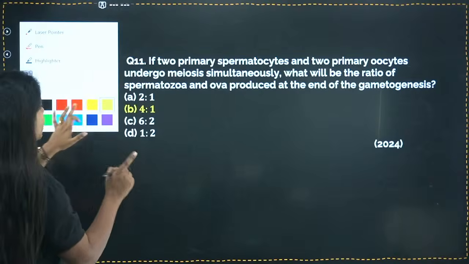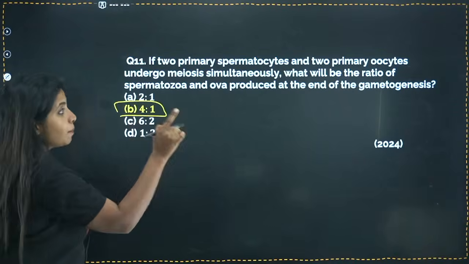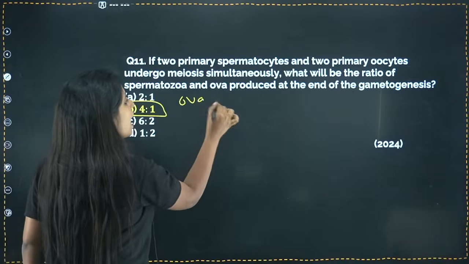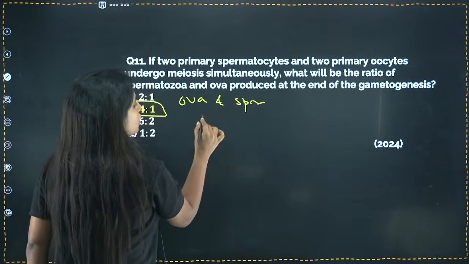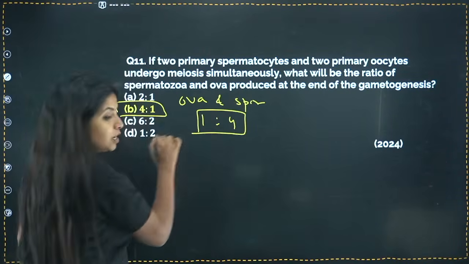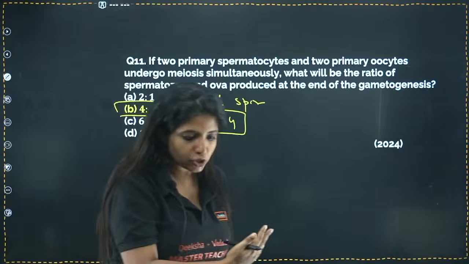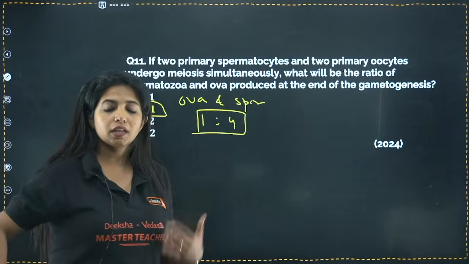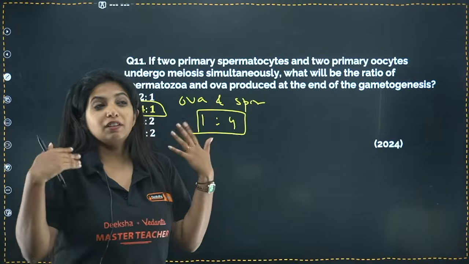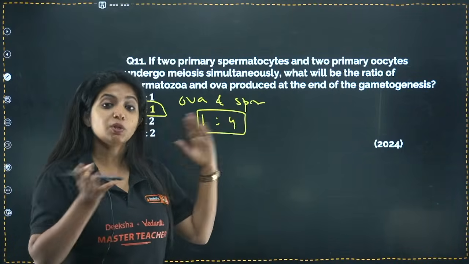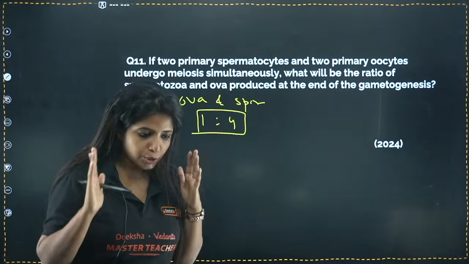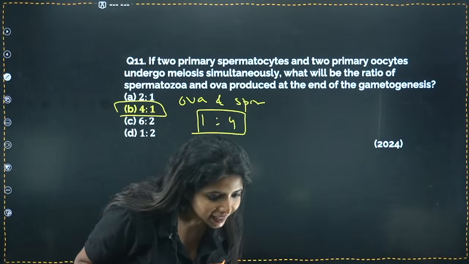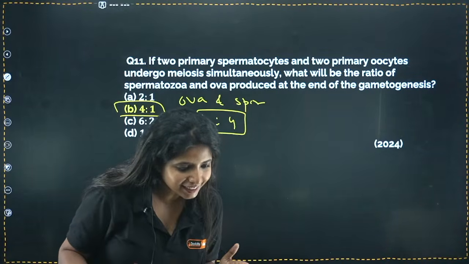And always be careful with this question, sometimes they can give you the ova and spermatozoa ratio. So in that case it will be 1:4. Just because you have solved this question does not mean that you will be able to do it in the examination hall. They can twist and turn and give it to you. Okay, so be careful with that. Nithina is also there. Hello Nithina.